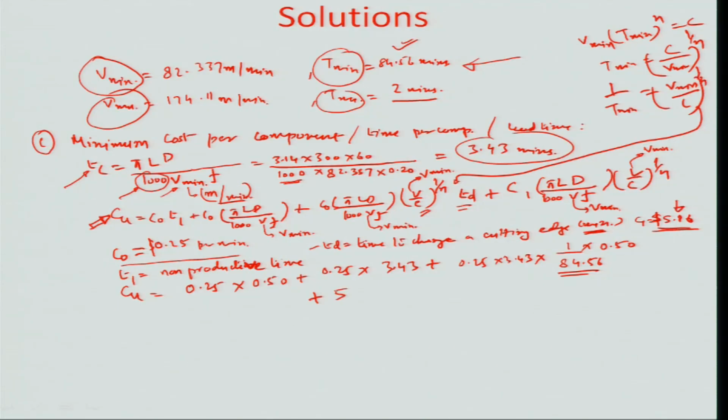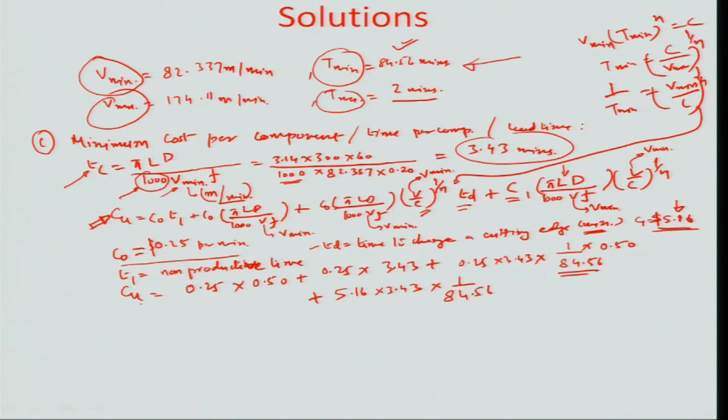So, in place of C1 here, we have $5.16 times the TC value, because of the minimum velocity condition, which again was calculated to be 3.43 as earlier, times V minimum by C in the same manner, to the power of 1 by n, which from the previous term here happens to be 1 by 84.56 minutes.